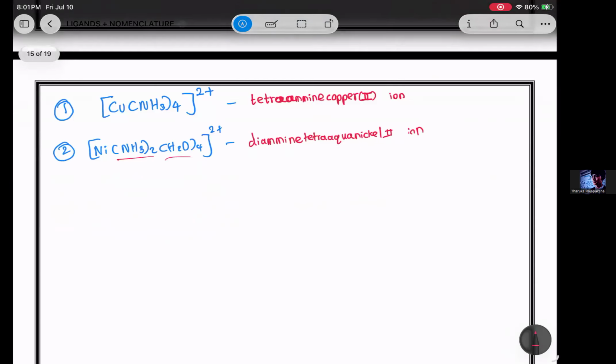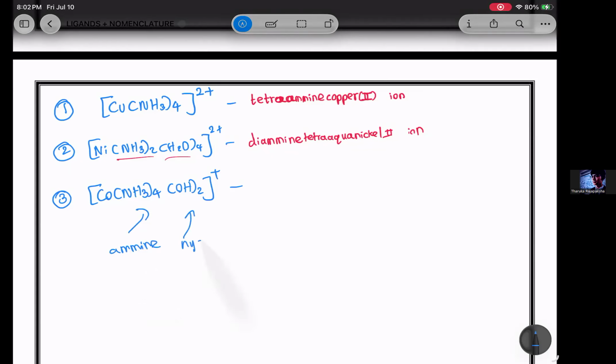Then third example. Let's say you have cobalt, ammonia 4, OH2, plus. How about this? Now there is hydroxido and there is amine.